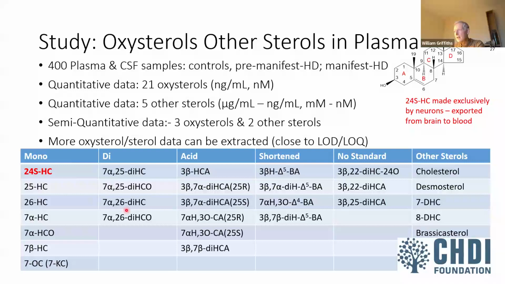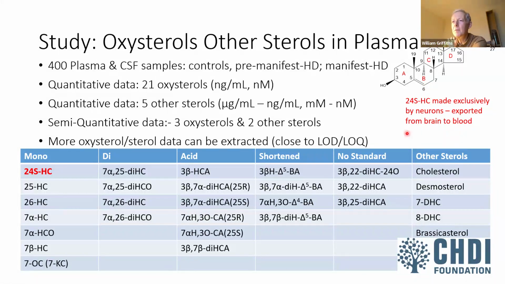Here's a list of the different metabolites we looked at, and our primary hypothesis was based on this one, 24S-hydroxycholesterol. 24S-hydroxycholesterol is made exclusively by neurons, and only by neurons in the brain. Because it has this extra hydroxyl group, it's able to cross the blood-brain barrier and get out of the brain and into the bloodstream. So our hypothesis is that the levels of 24-hydroxycholesterol that we measure in the bloodstream could be a marker for brain health.